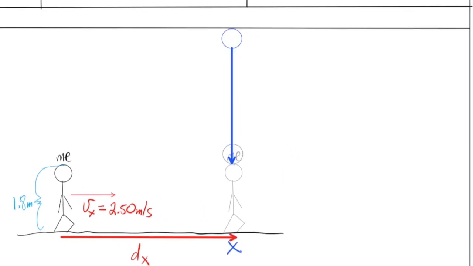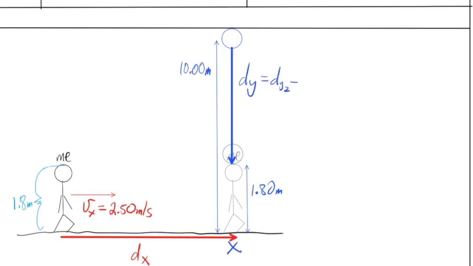Now, this water balloon is falling, and it is falling this far, which I'm going to call dy, the displacement in the y. Now, here's the thing. We know that the initial position is 10 meters, and the final position of where it hits me in the head is actually 1.8 meters. So the displacement in the y is the difference of these two numbers. That is dy2 minus dy1, or 1.8 minus 10, which works out to negative 8.20 meters to 3 sig figs.